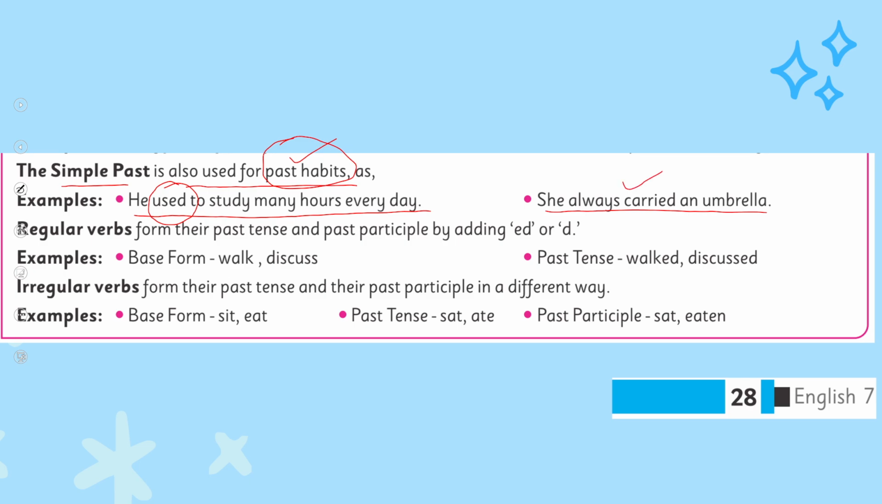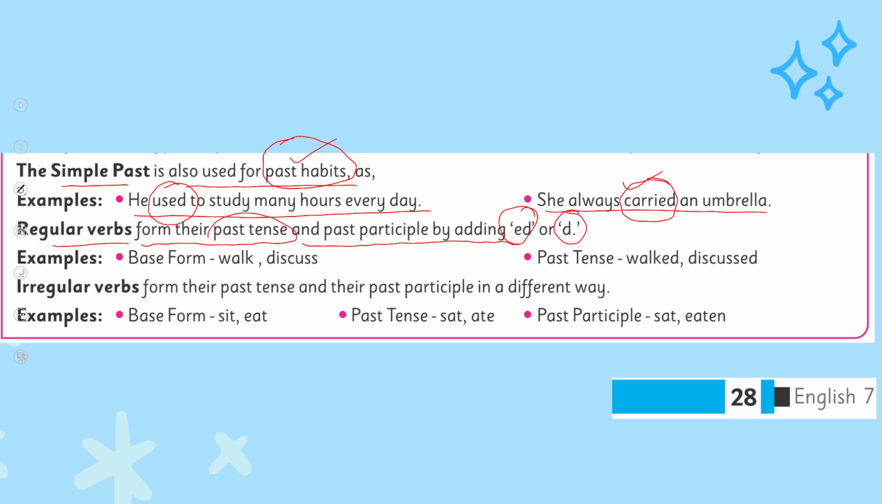So, this also is a simple past tense used in the sentence, and you can clearly see that the verb is having a second or a third form of participle. Now, we know that verbs are of two types, regular verbs and irregular verbs. So, regular verbs form their past tense and past participle by adding ed or d at the end of the word.